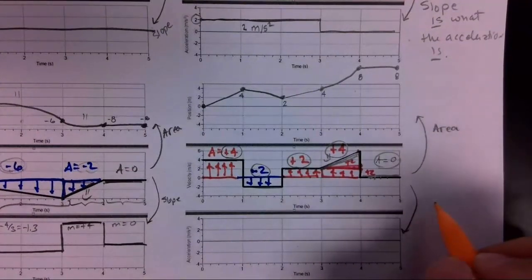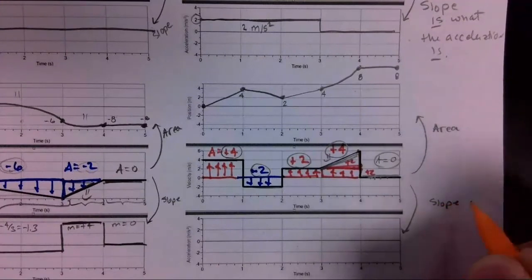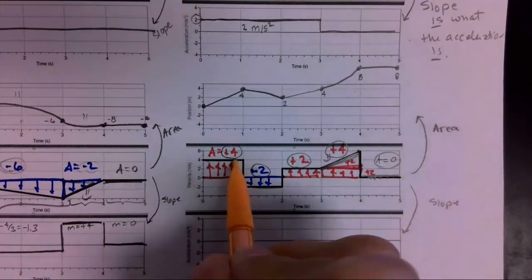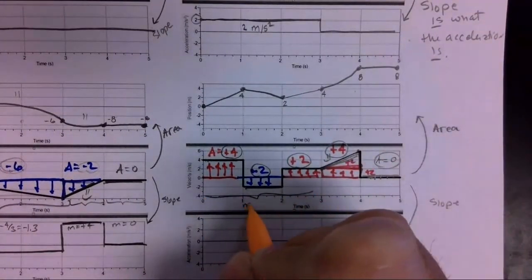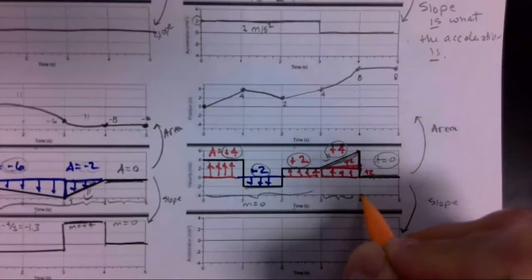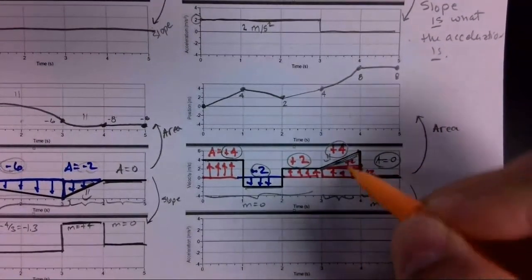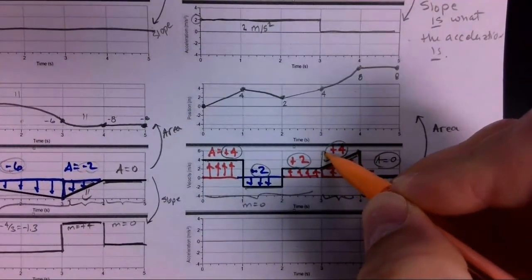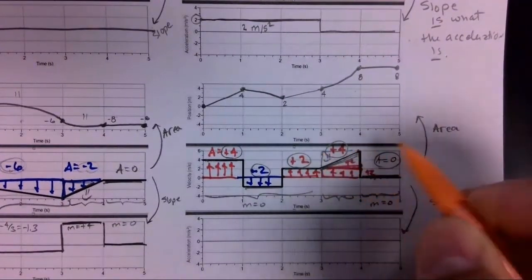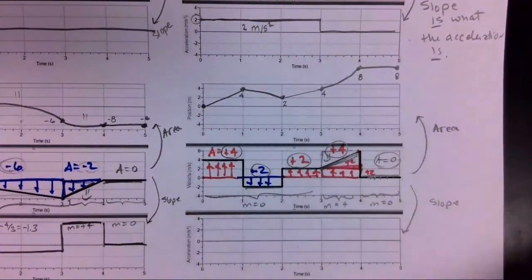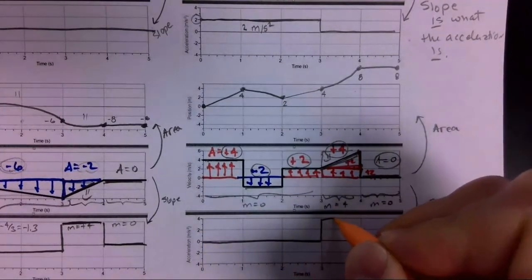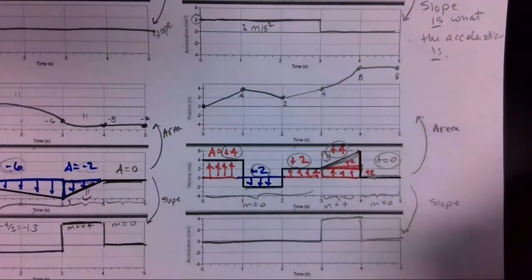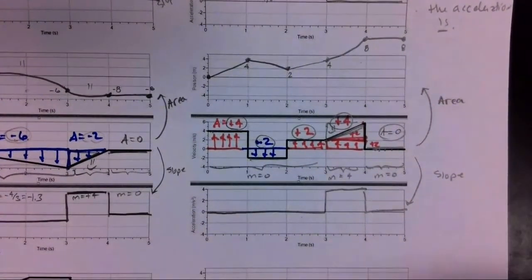Now we'll go down here, and this is going to be the slope. So I take the slopes of all these. So the slope of 0, 0, 0. I only have a slope right here. All these slopes are equal to 0. This has a different one, and this slope is also equal to 0. So this goes up 4, right? It goes from 2 to 6, up 4 over 1. So this slope is equal to 4. So I'm going to have 0, 4, 0. Remember that the slope is what the acceleration is.